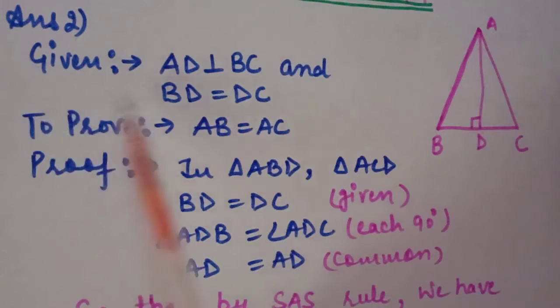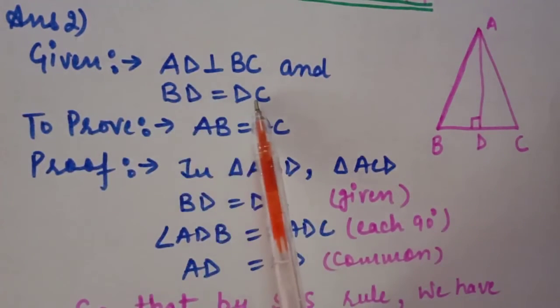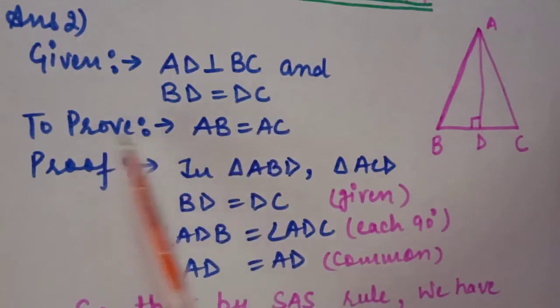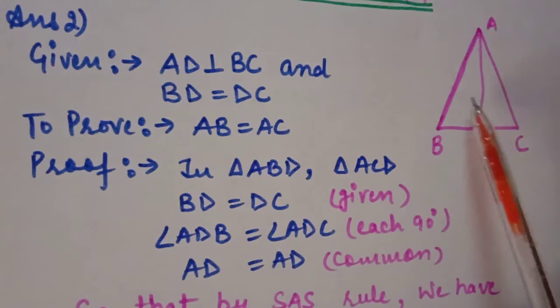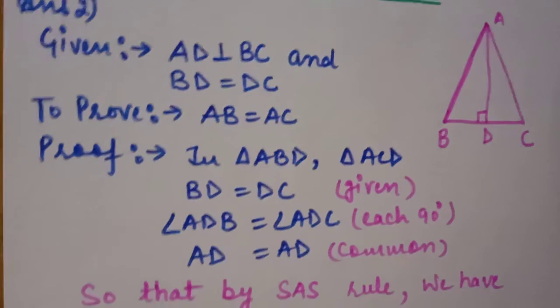So students, what is given? AD perpendicular BC and BD is equal to DC. Both things are given. We have to prove that AB and AC are equal to each other. So we will make these two triangles congruent and then we will take AB equals to AC by CPCT.